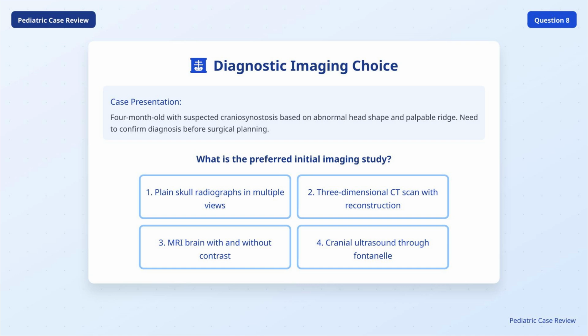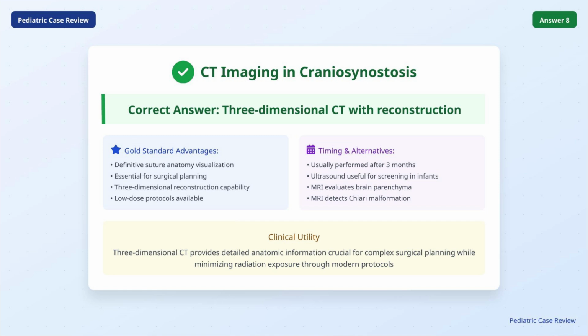Option 1, plain skull radiographs in multiple views. Option 2, 3-dimensional computed tomography scan with reconstruction. Option 3, magnetic resonance imaging brain with and without contrast. Option 4, cranial ultrasound through fontanelle. The correct answer is 3-dimensional computed tomography scan with reconstruction.